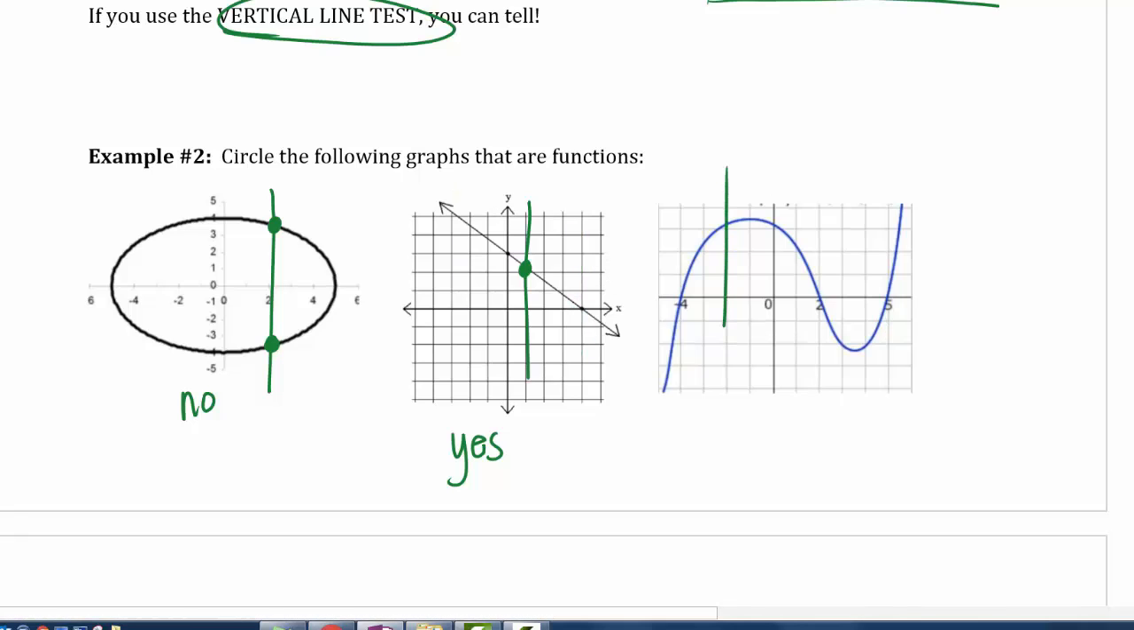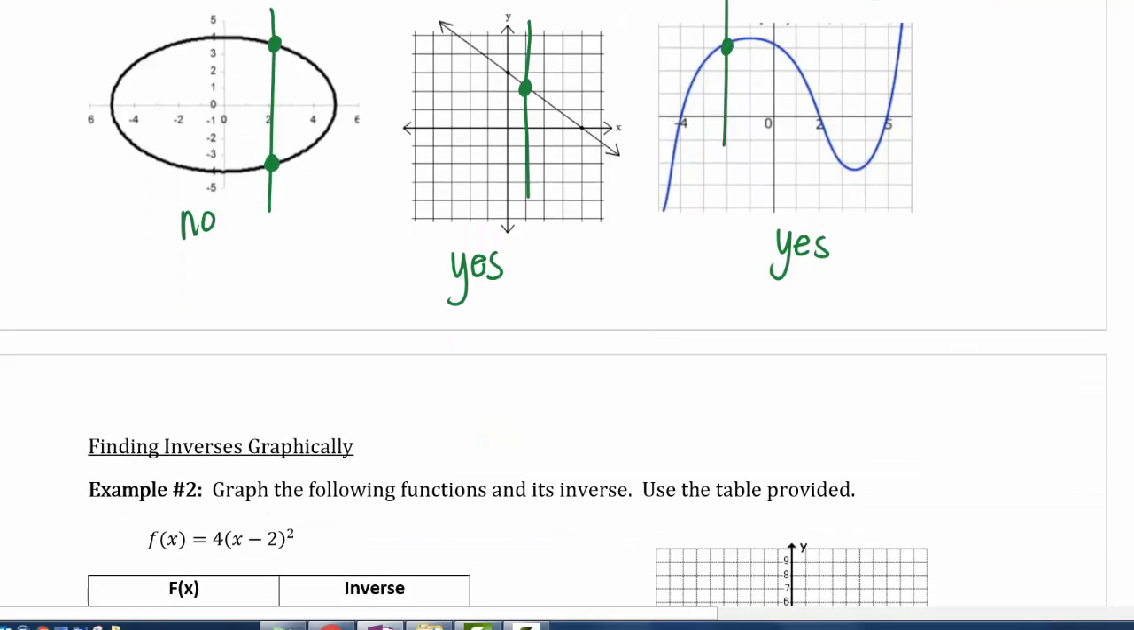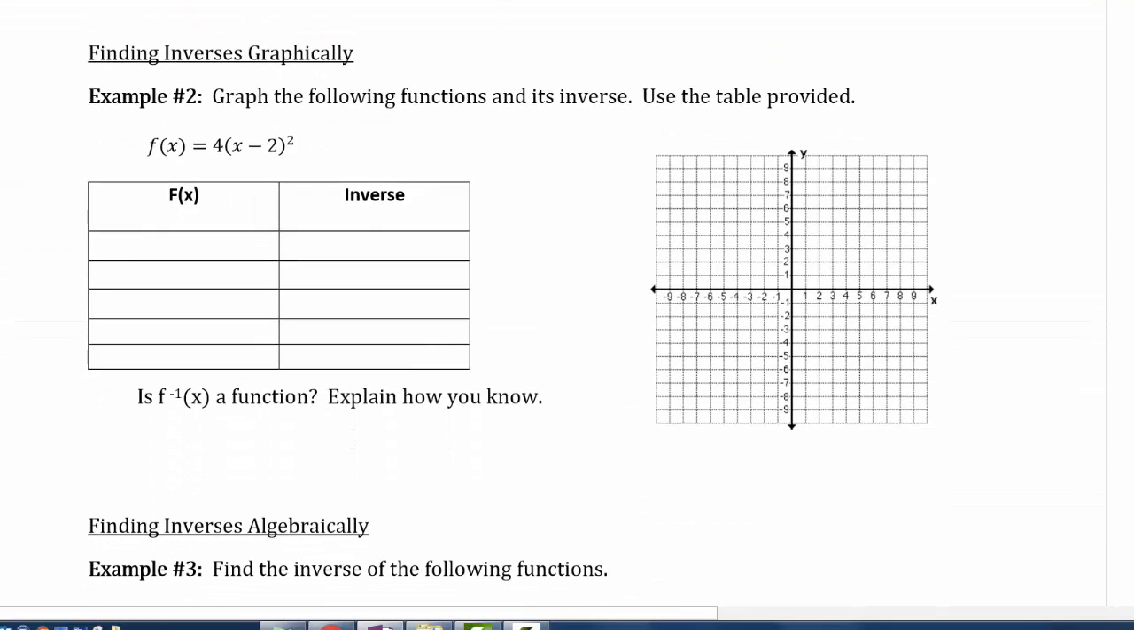Over here, no matter where I draw that vertical line, I'm only going to pass through the graph one time, right? You could draw it anywhere. So this one is also a function, right? You could draw it over here, right? I'm only touching it in one place, so it will pass the vertical line test, which means it is a function. Okay, so it's not a function when you hit your graph more than one time on any given vertical line.